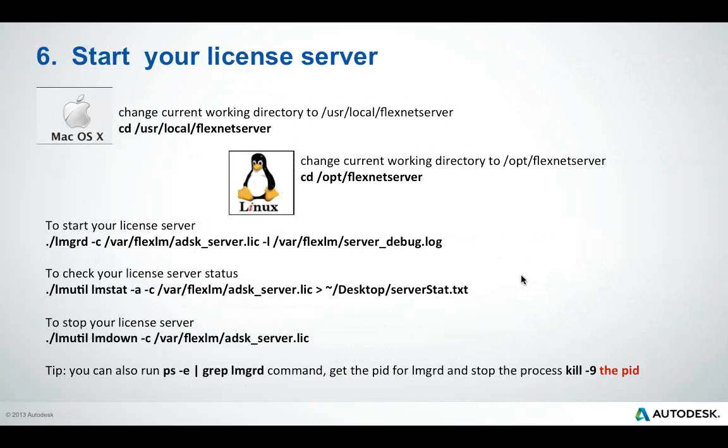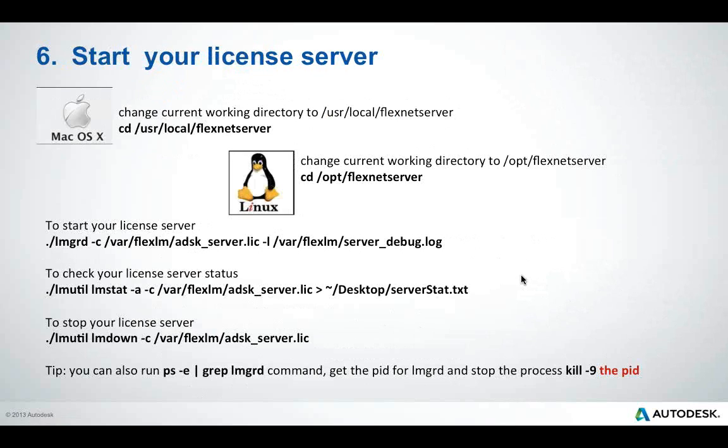./lmgrd. That means you have to find the executable command in the directory you are in. Since you are in the FlexNet server directory, on the Mac or in OPT FlexNet server directory if you're on Linux, type lmgrd space -c to choose your license file. So it's WarpFlexLM ADSK_server.lsc, and then space -l and pass the debug log file.